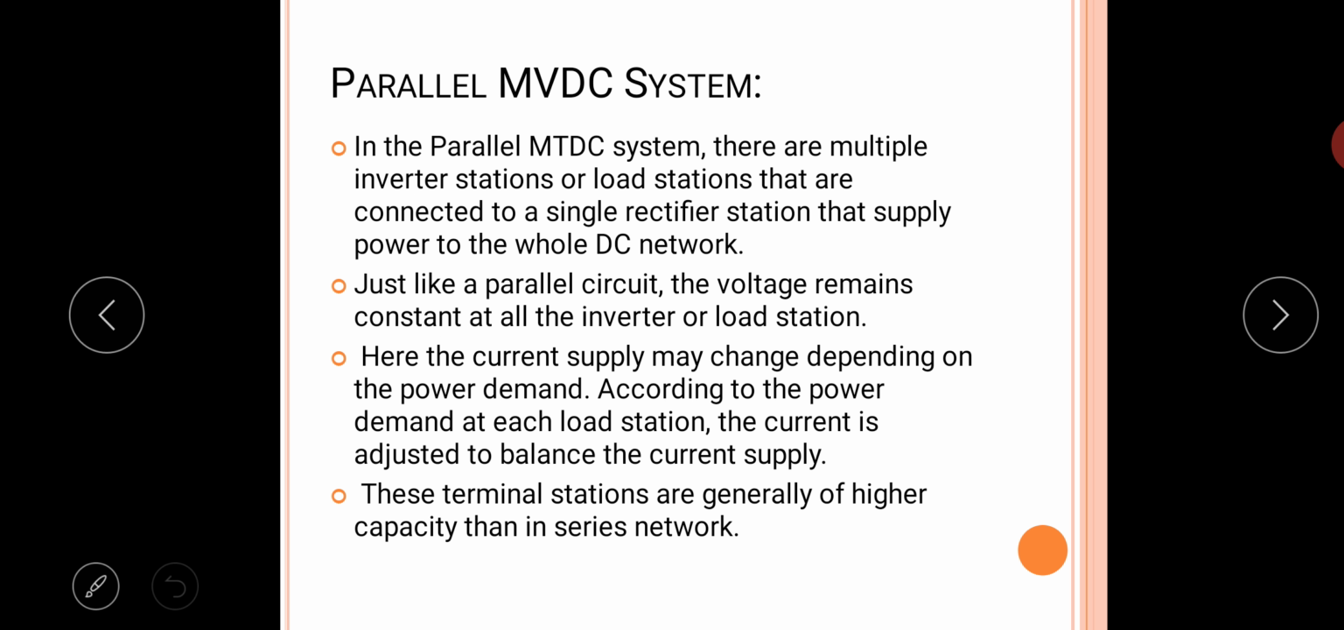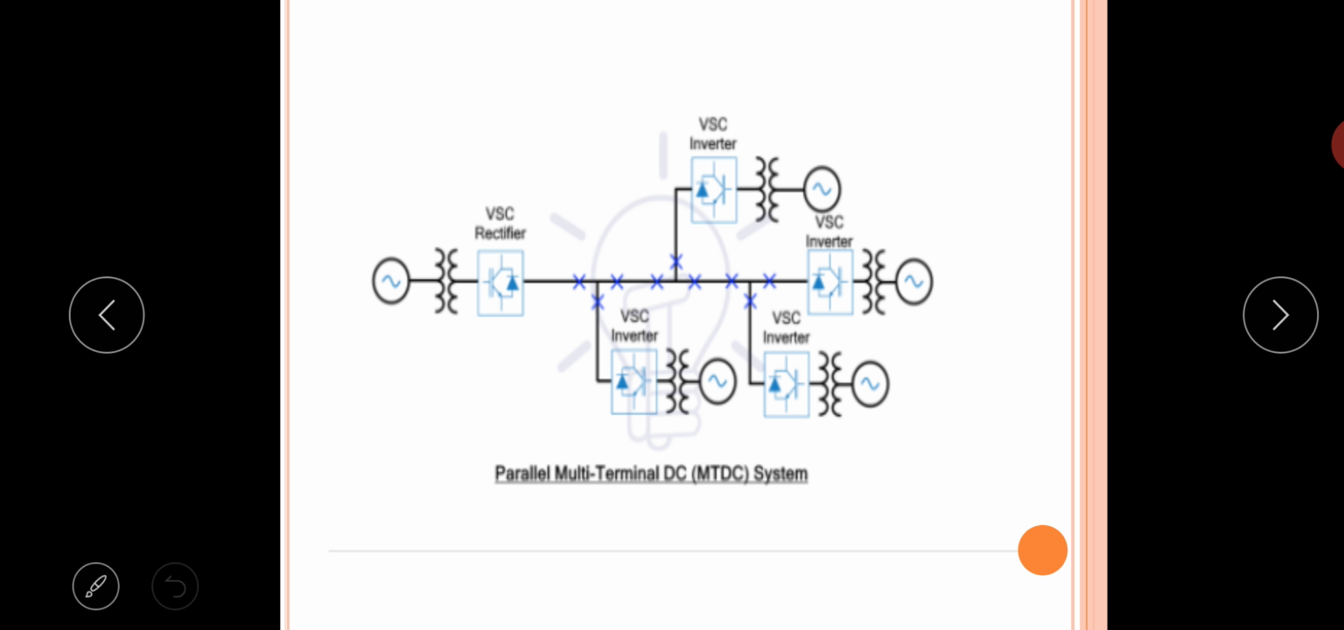Parallel MTDC system. In a parallel MTDC system, we have multiple inverters which are fed from a single rectifier. As shown, we have a single rectifier which supplies multiple inverters connected with each other. Just like in a parallel circuit, the voltage across the circuit will remain the same and the current through the circuit will vary. Therefore, here the power demand is met by changing the value of the current. When more power is required, then more current is injected into that circuit.